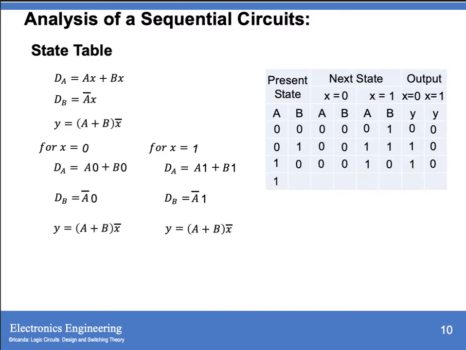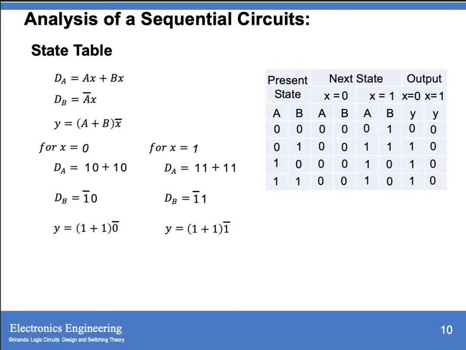Then for A, for the present state A is 1. So we have dB, it is 0. And for x equals 1, your dB is also 0. For B, which is equal to 1, for x equals 0, your dE is 0. And for x equals 1, your dE is 1. For your output, for x equals 0, your y is 1. For x equals 1, your y is 0.